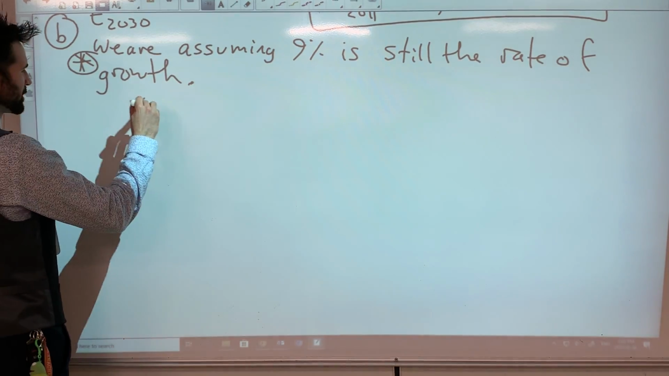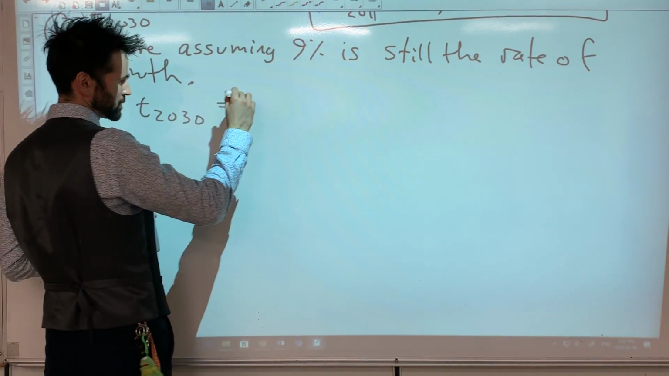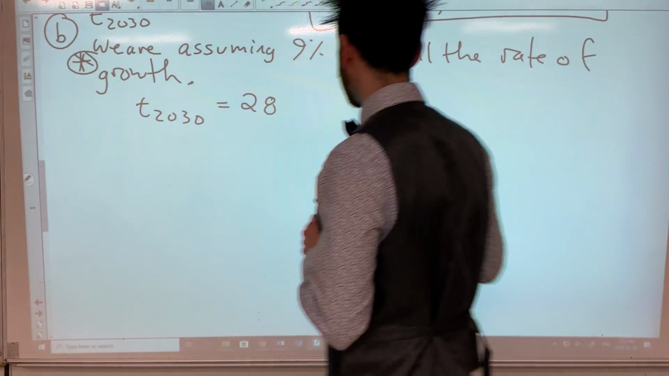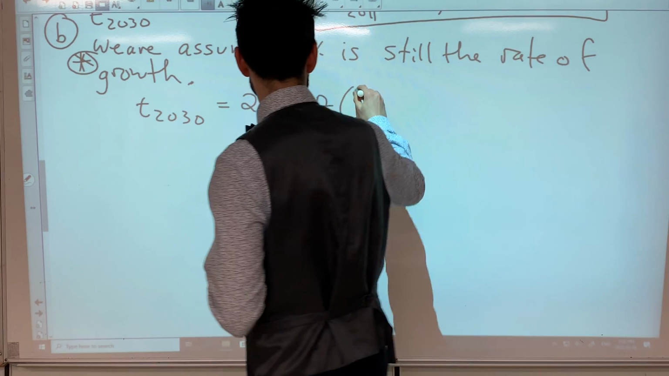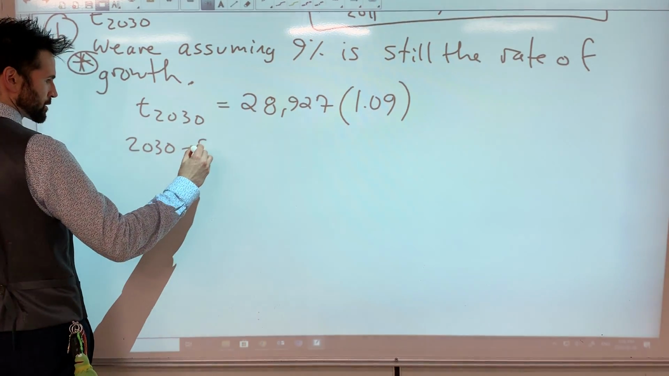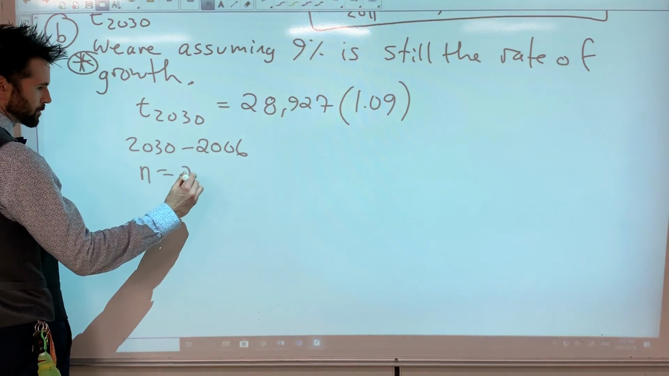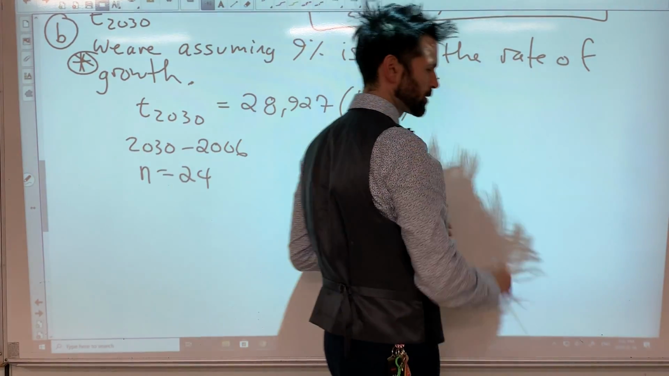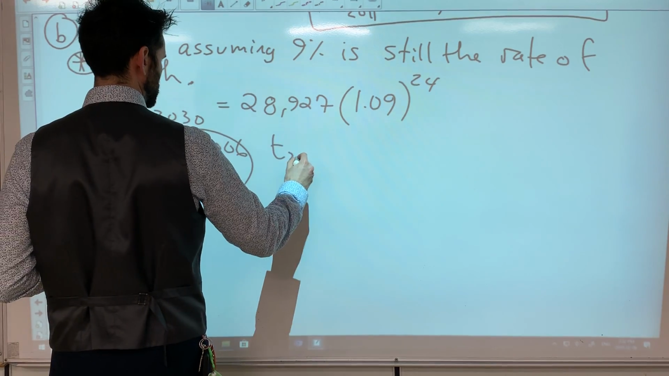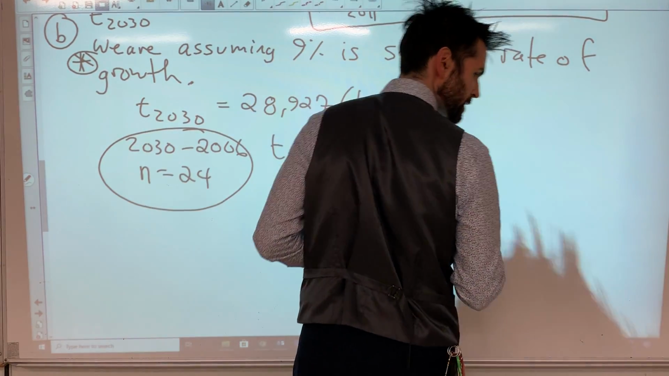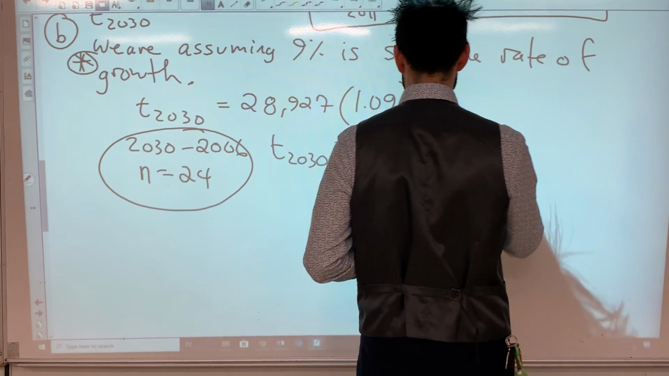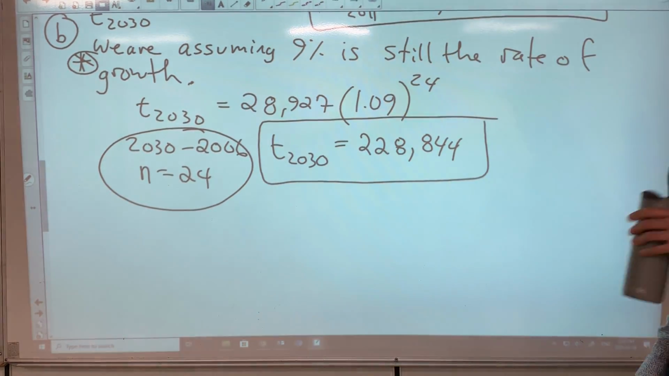Okay. So if we go plug it in again, go find term 2030. We'll start with that initial 2006 term. Term 1 was 28,927. Great. And then the growth rate was that. And then we're gonna go 2030 minus 2006 to find the n value, 24. Okay, so you'll go pop 24 in there, and I will just tell you, you get a 6-digit number, 228,844.